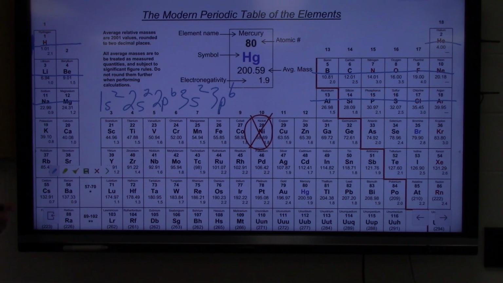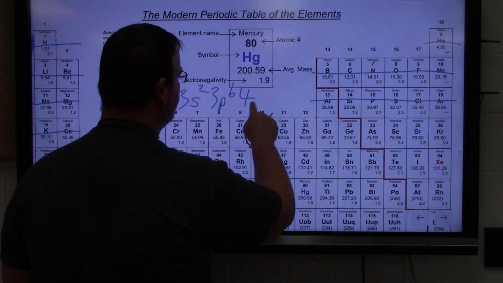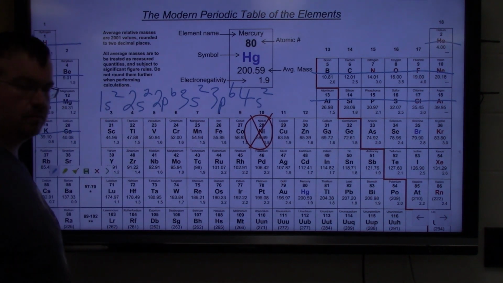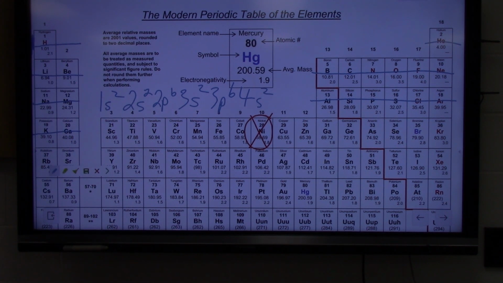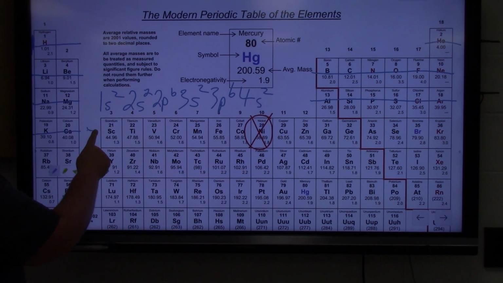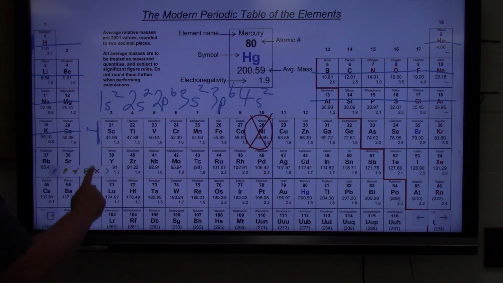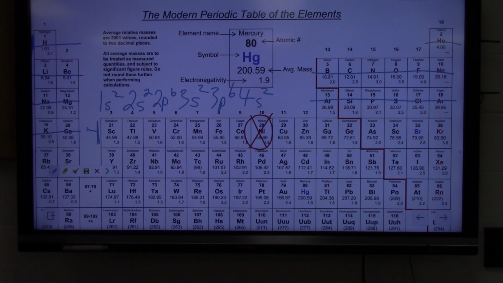3P6. Now, come to the fourth row. What's this one? 4S2. Be careful. All of a sudden, I have now hit D block, from the big leagues. What is N for D block? Row minus 1. Row minus 1.